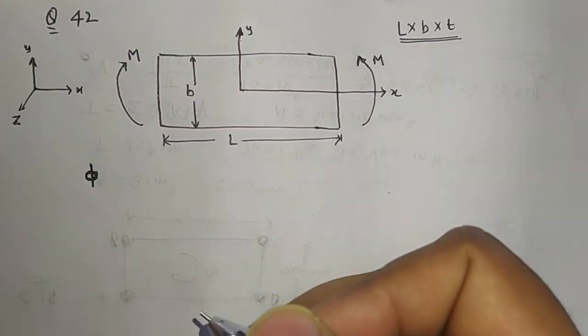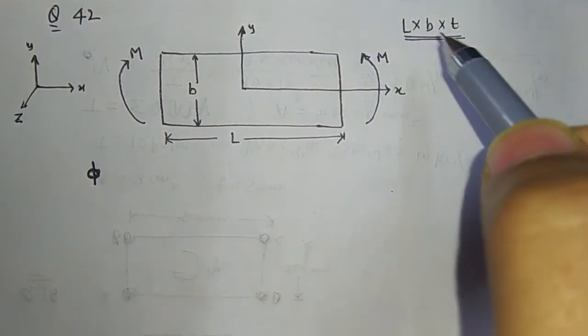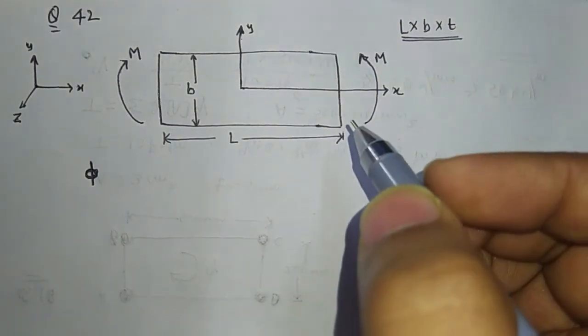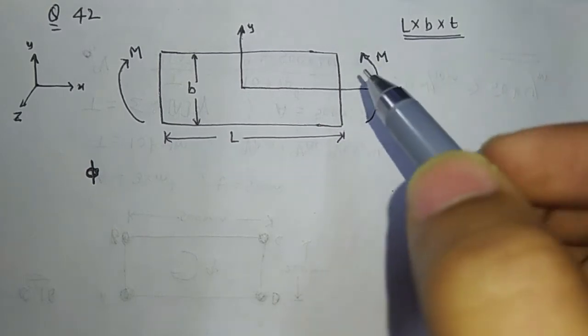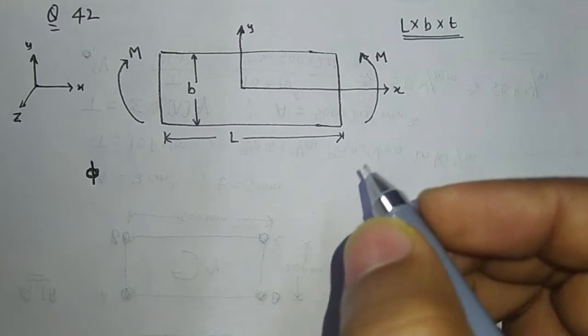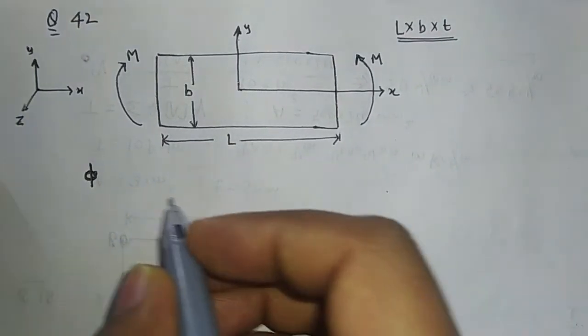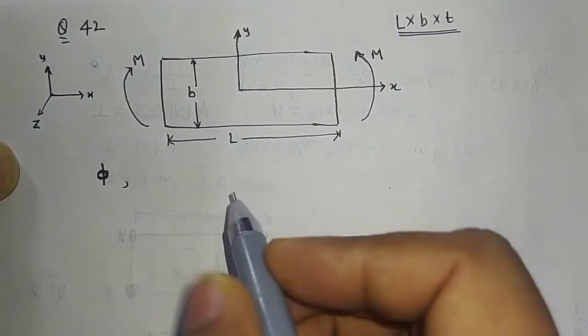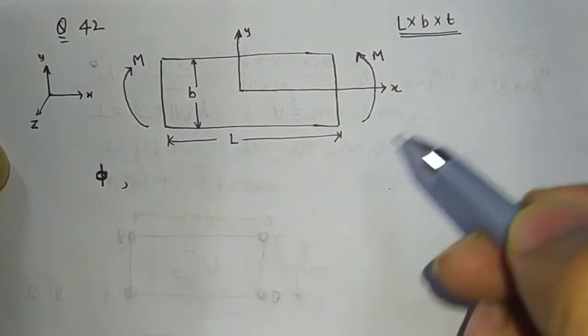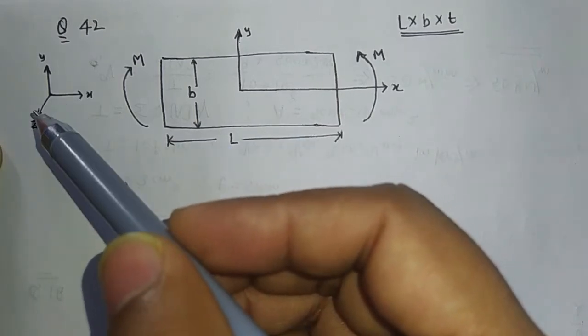Question number 42. The thin rectangular plate of dimension L cross B cross T develops a stress field corresponding to an applied bending moment as shown in the figure. We have to find the valid Airy's stress function. We know that the moment which is acting is a sagging moment about the z-axis.